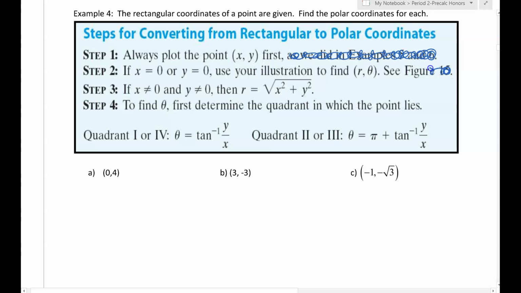And again, cross that out. Okay. Step number 3, if x is not 0 and y is not 0, then use the radius formula, which is the square root of x squared plus y squared, to solve for it.